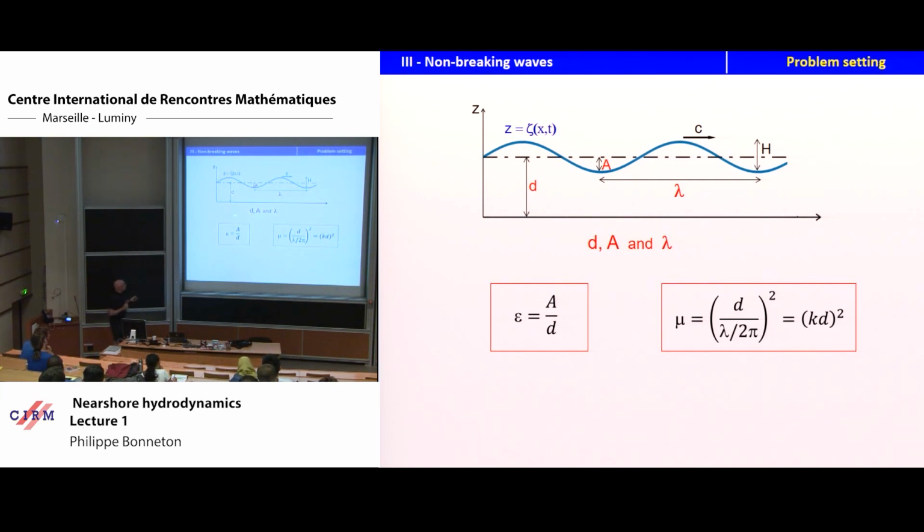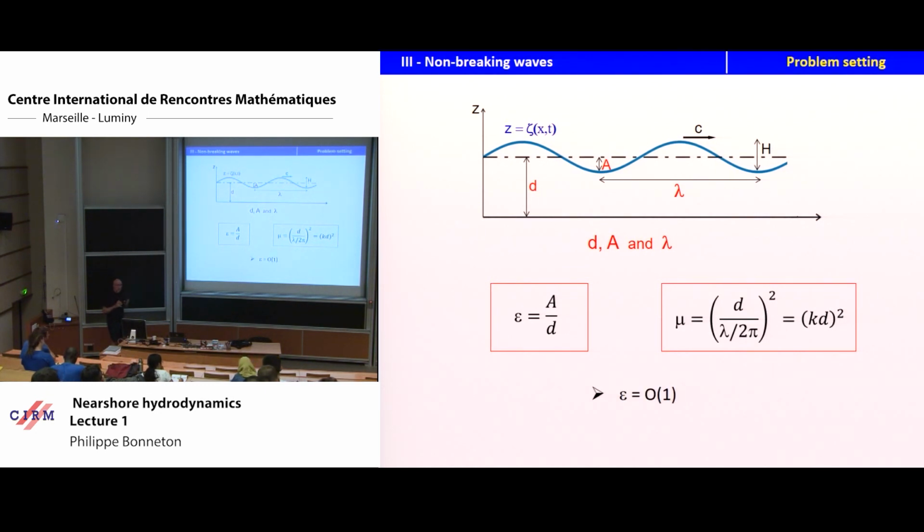So with three characteristic lengths, the problem is controlled by two dimensionless parameters. The first one, epsilon, is the ratio of A, the characteristic amplitude, over the characteristic water depth. This parameter is named the nonlinearity parameter. And the second one, mu, is related to the ratio of the characteristic water depth over the characteristic length of the wave field, where k is a wave number. You can write the mu parameter like this. So mu is also named the shallowness parameter.